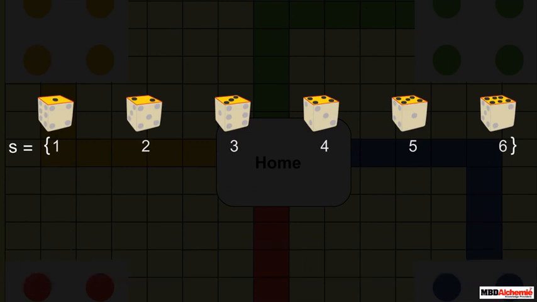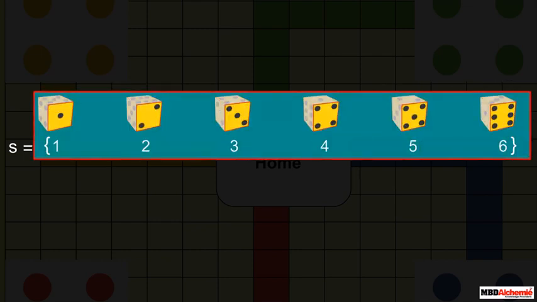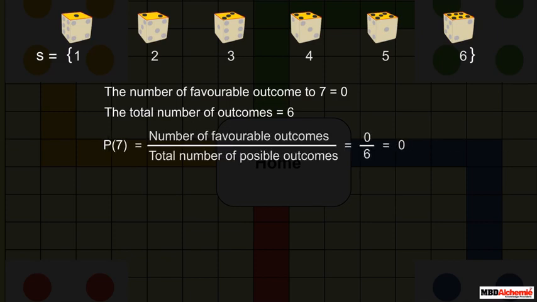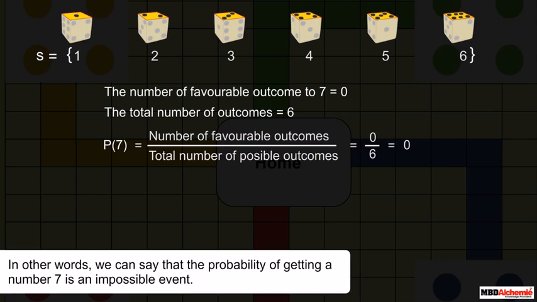Is it possible to find the probability of getting a number 7 on throwing a single dice? No. As we know that there are only 6 possible outcomes in a single throw of die, and these are 1, 2, 3, 4, 5, and 6. Since no face of the dice is marked with 7, there is no outcome favorable to 7. So, number of favorable outcomes to 7 is 0, and as we already know, the total number of outcomes is 6. Then, probability of getting a number 7 will be 0. In other words, we can say that getting a number 7 is an impossible event.